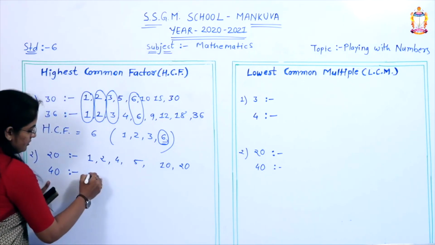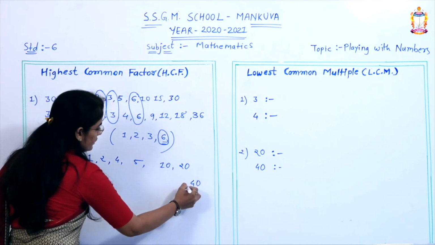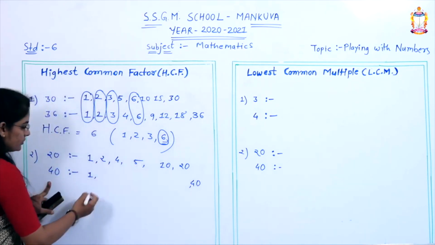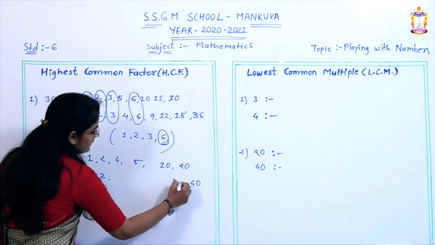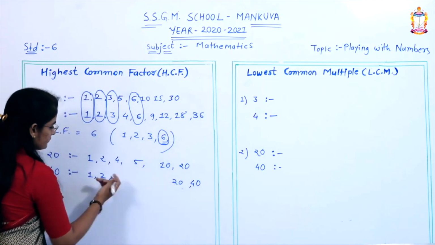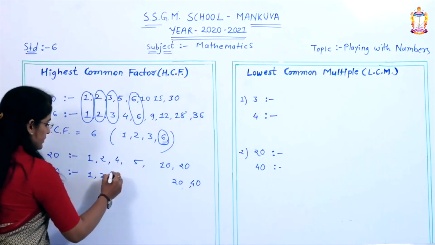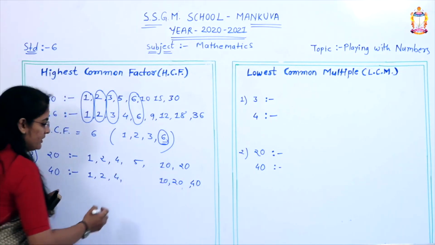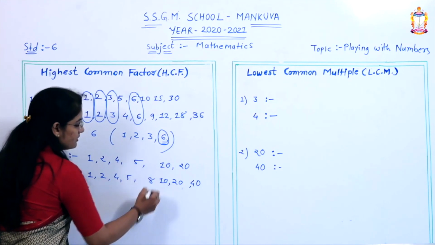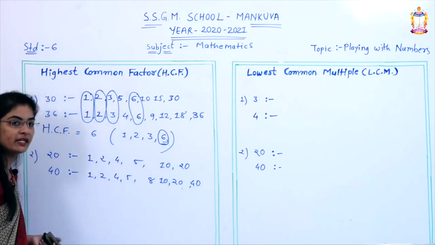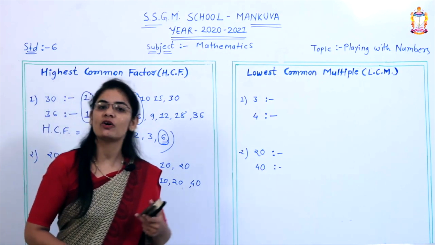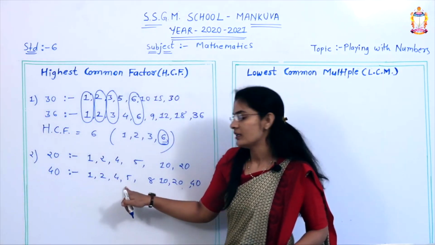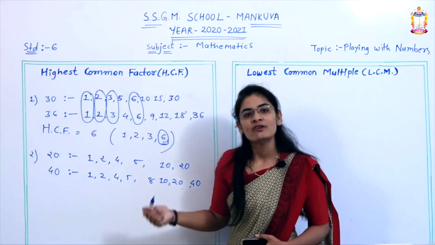Next, 40. 1 40s are 40. 2 20s are 40. 3 will not come in the table. Yes, 4 will come in the table. 4 10s are 40. 5 will also come. Yes, 8 5s are 40. 6 will not come in the table. 7 will also not come, and 8 we have already written. 5 8s are 40, right?